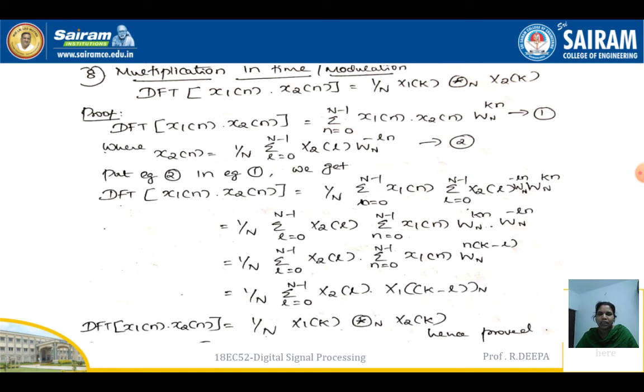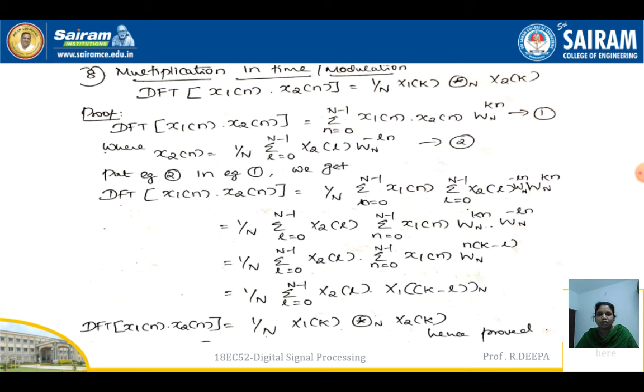In the next step, x2 of n. What is x2 of n? You can write the expression for x2 of n in terms of the IDFT equation. So x2 of n can be written as 1 by n summation l is equal to 0 to n minus 1 x2 of l Wn power of minus l into n. This is nothing but the IDFT expression of the x2 sequence, and name it as equation 2. So this equation 2 I am going to substitute into equation 1, and we are going to simplify.